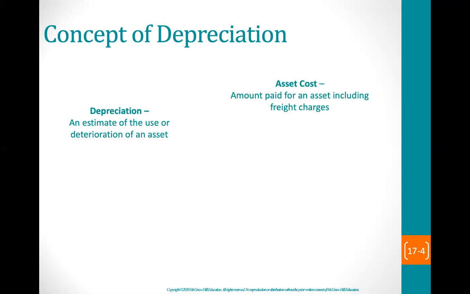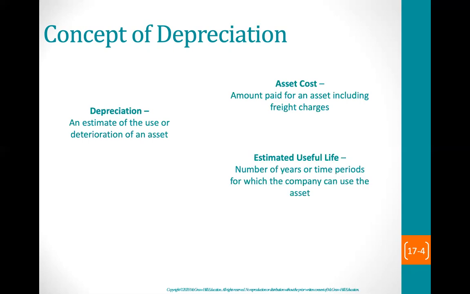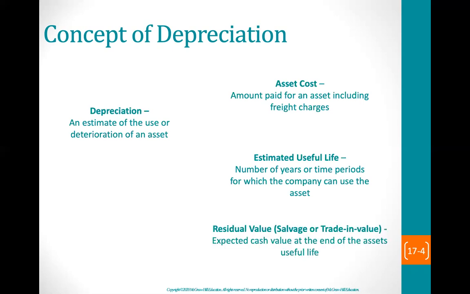Asset cost. Asset cost is the amount paid for an asset, including freight charges. So if you buy a piece of equipment for $10,000 and then have to pay $500 to have it shipped to you, the total asset cost would be $10,500. Estimated useful life. This is the number of years or time periods for which the company can use the asset. They may use the asset longer than that, but the useful life is what we'll be using for depreciation purposes.